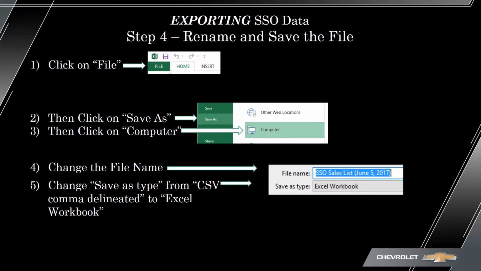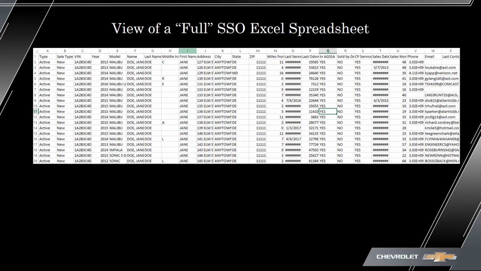Time to rename and save the file. As always, click File, Save As, Computer, change the file name. I used SSO Sales List for this exercise, and then change your Save As type from CSV, comma delineated, to Excel Workbook. And again, I realize that many of you can integrate these directly to your CRM. That is a great technique. But for today's exercise, we're going to go computer desktop. Here's a view of what that full SSO Excel spreadsheet looks like at this point.